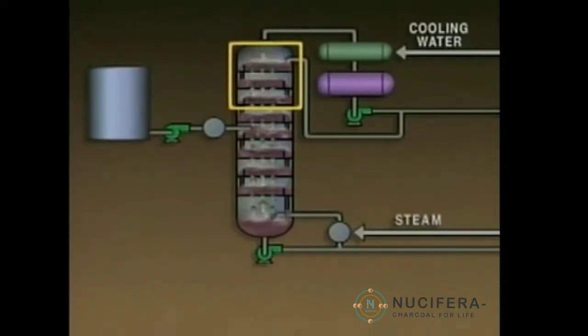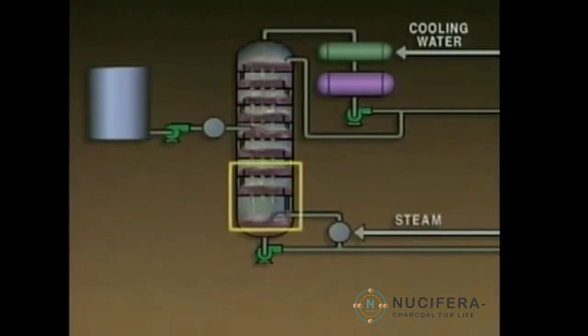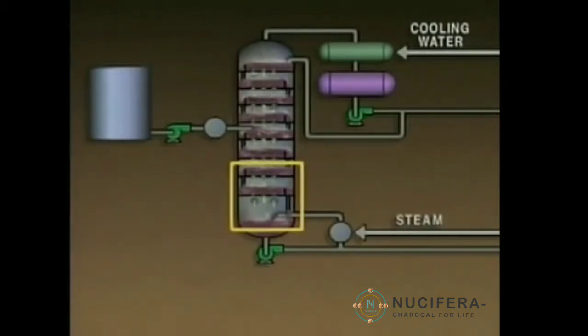On the other hand, if the temperature at the top of the tower is lower than it should be, less of the lighter components will vaporize. Some of the lighter components will remain as a liquid and flow down the tower. The temperature at the bottom of the tower is also important. The temperature at the bottom of the tower is usually slightly below the boiling point of the heavier component. If the temperature at the bottom of the tower is too high, more of the heavier components will vaporize and move up the tower instead of remaining as a liquid.